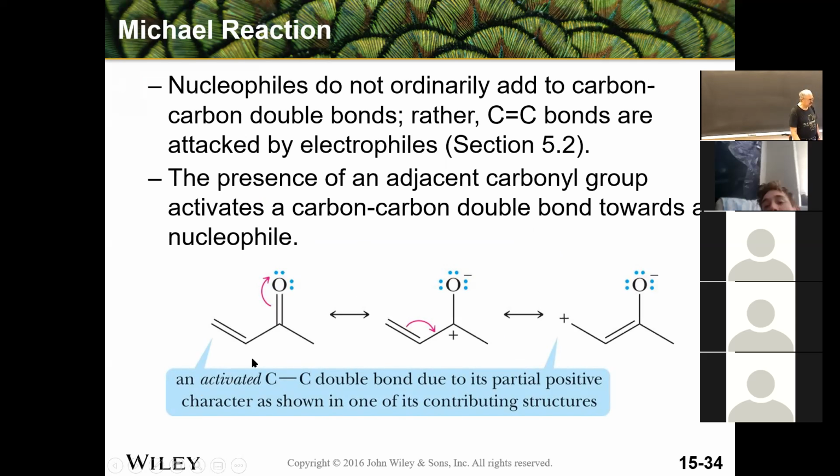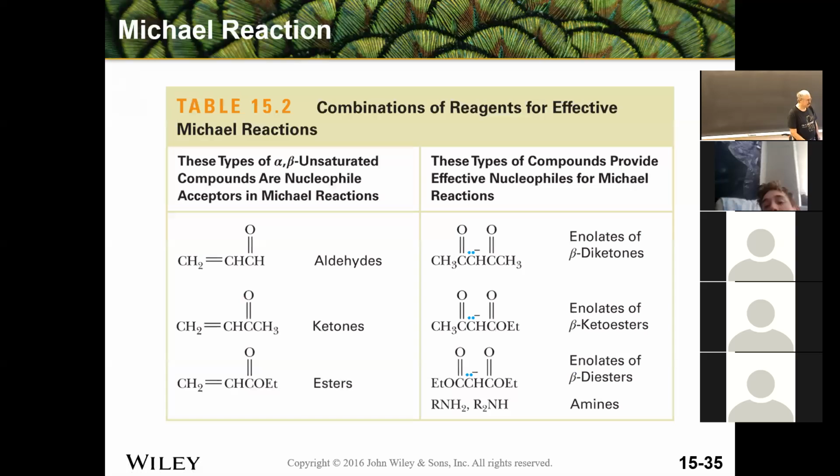If we look at the resonance forms of an alpha beta unsaturated ketone, we see that not only is the carbonyl carbon positively charged, but also the beta carbon. So because of its partial positive charge, the beta position is subject to attack by nucleophiles. So these are some combinations of reagents for effective Michael reactions.